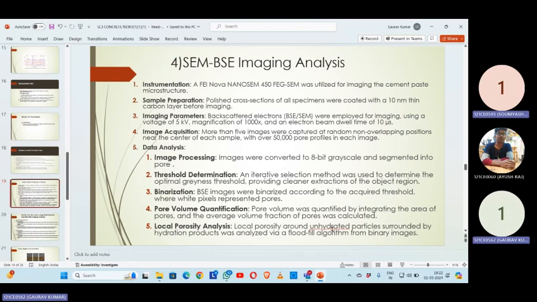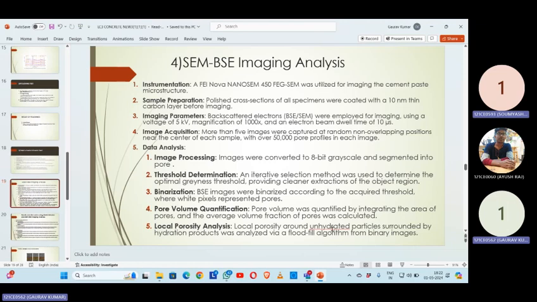Third, imaging parameters. Backscattered electrons were employed for imaging, using a voltage of 5 kilovolts, magnification of 1000x, and an electron beam dwell time of 10 microseconds. Fourth is image acquisition. More than 5 images were captured at random non-overlapping positions near the center of each sample, with over 50,000 pore profiles in each image. Fifth is data analysis, which itself consists of 5 stages.